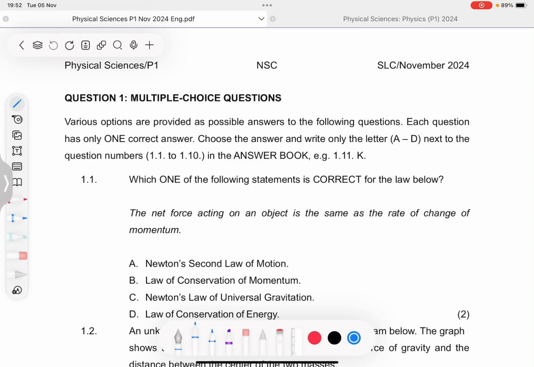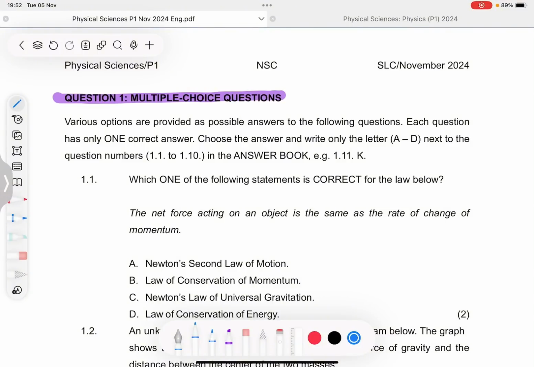Question 1 of your exam will definitely be multiple choice questions. So you'll get 20 multiple choice questions, each giving you 2 marks. Right? So the multiple choice question will read as follows.